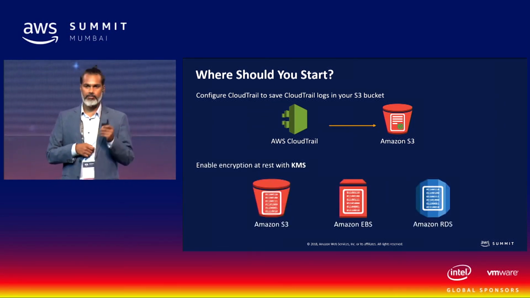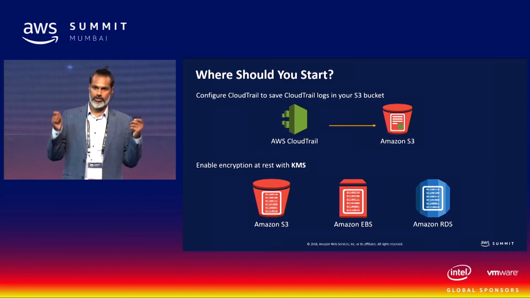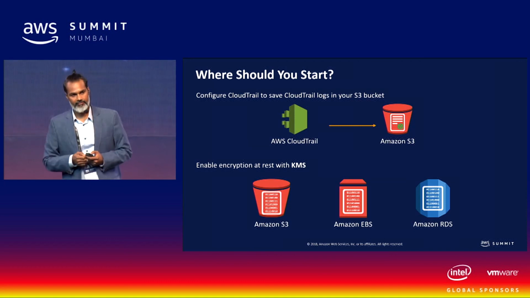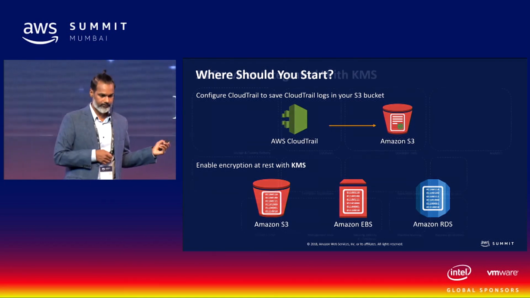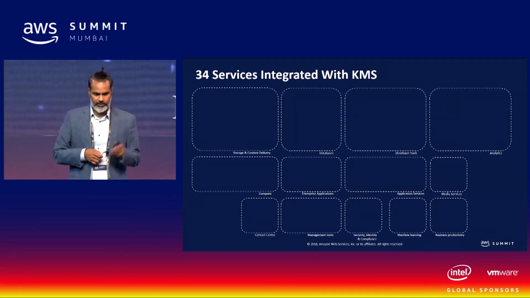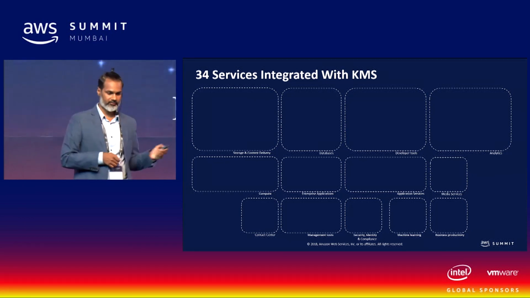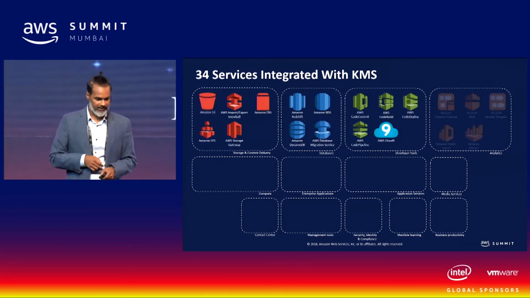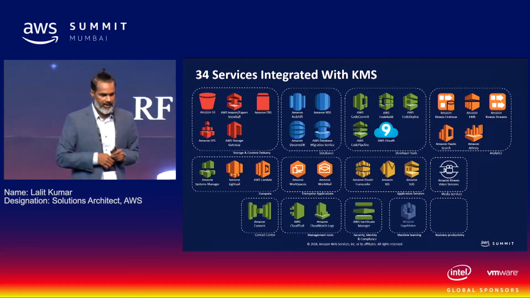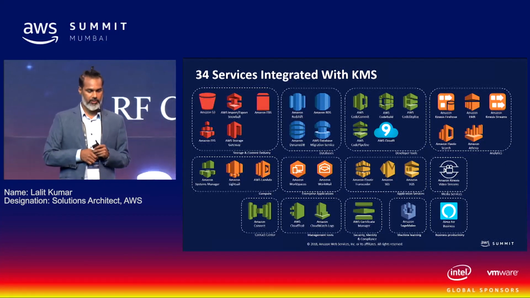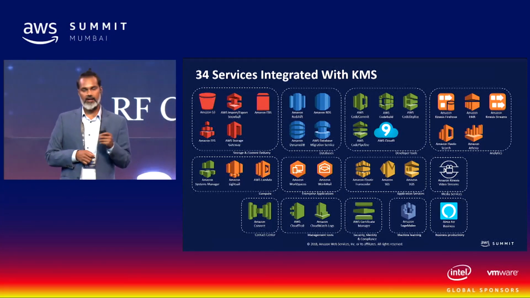And then enable encryption at rest at least. At rest, it's a simple checkbox. If you're using the console, if you're using the command line, it's just one flag. There are 34 services which are integrated with KMS. Whether these are storage services, maybe Glacier, maybe Storage Gateway, maybe EBS, EFS, S3, analytics services.